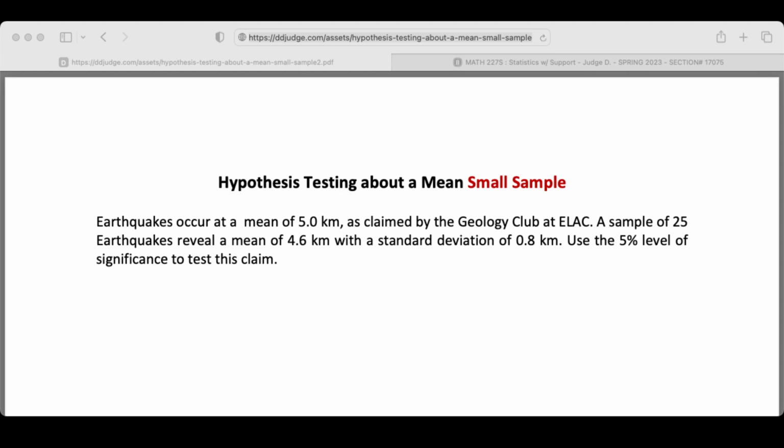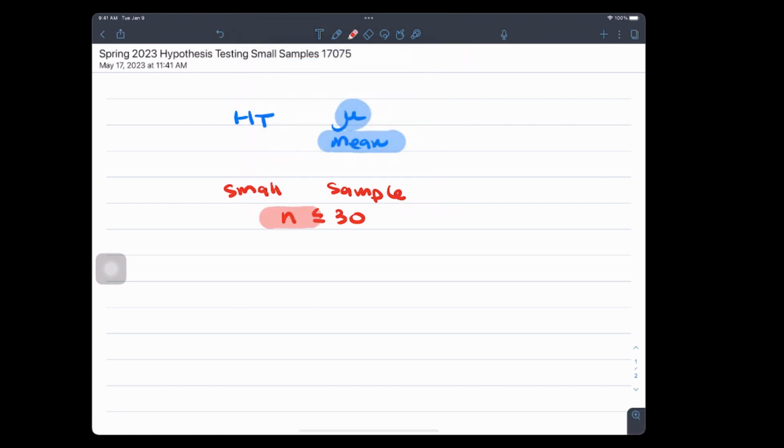All right, so where are we at? Hypothesis testing about a mean. Remember, what does mu stand for? Isn't that going to be a mean? And we're also going to have a small sample. What's a small sample? Do you guys remember? Yeah, a sample size that's no more than 30. Look at the language I use, no more than. So very consistent.